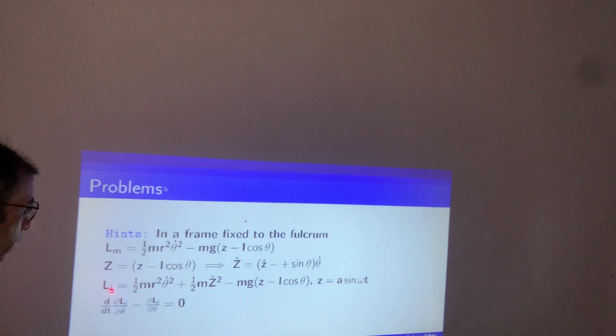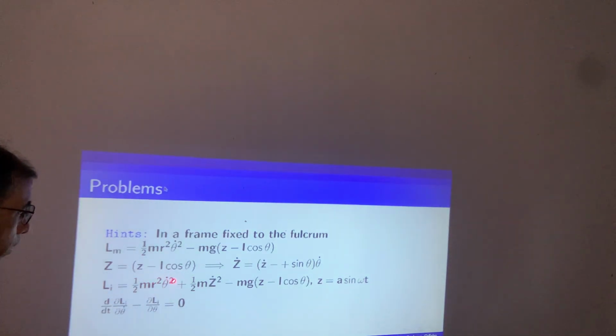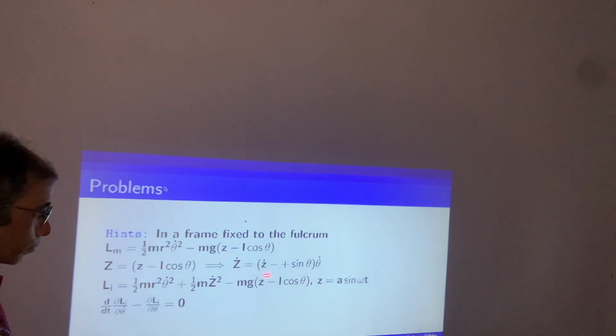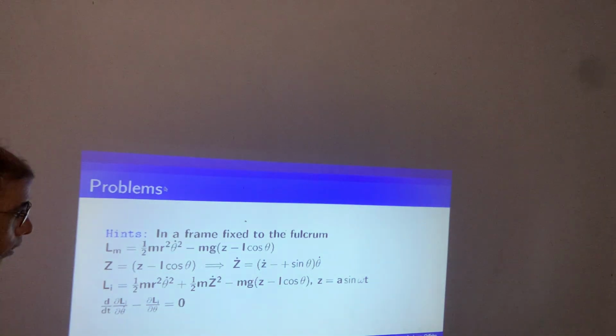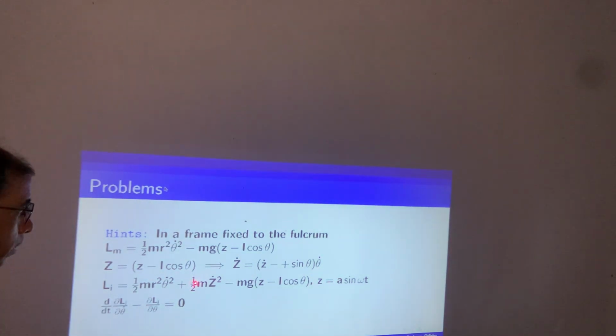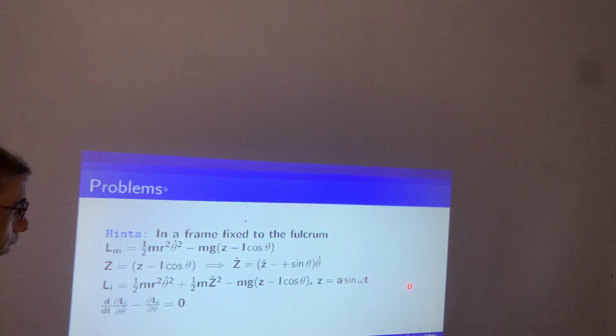So now the Lagrangian with respect to the lab frame, or inertial frame, is half m r square theta dot square plus half m Z dot square. This is the kinetic energy, now that we have kinetic energy in the z direction also, and this is the potential energy. One thing to remember is that z is now a function of time, because z is equal to A sin omega t in the lab frame.